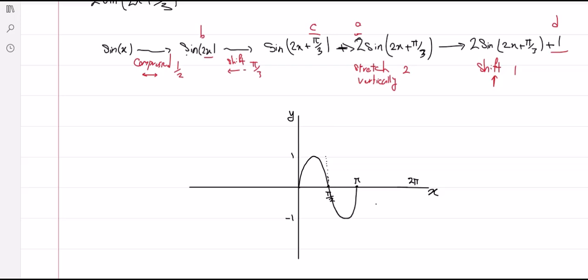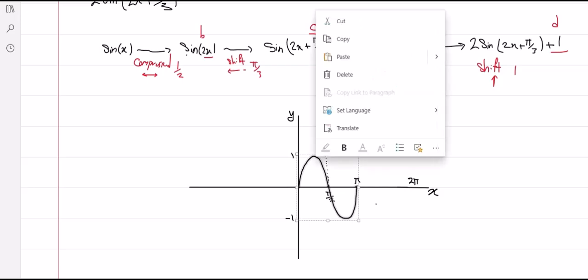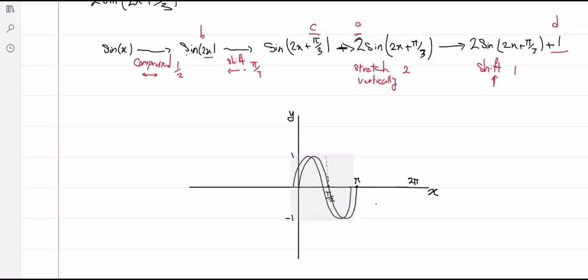Now, we want to graph sine of 2x plus pi over 3. So we should shift the function by pi over 3 to the left horizontally. I'm going to choose the function now and shift it by pi over 3. Pi over 3 is around 60 degrees. If you remember, this point was pi over 2, so if I move it by pi over 3 to the left, it would be less than this value. It would be looking like this.